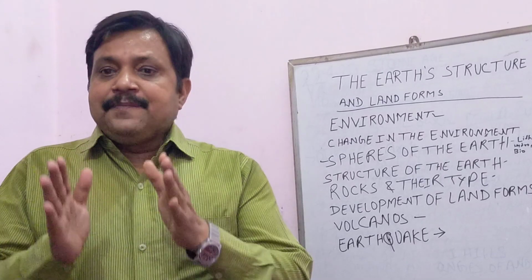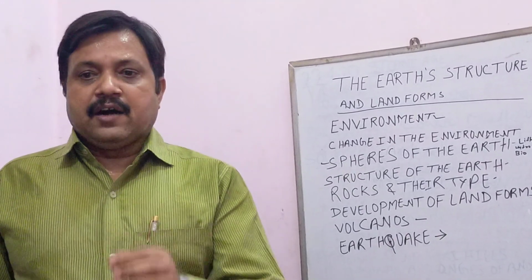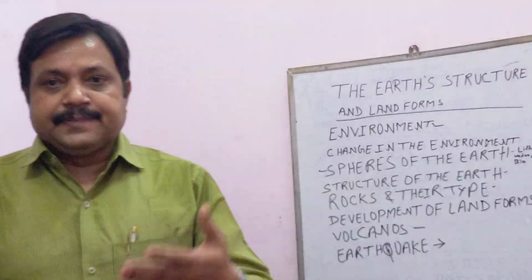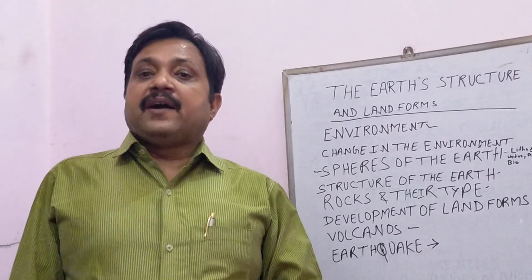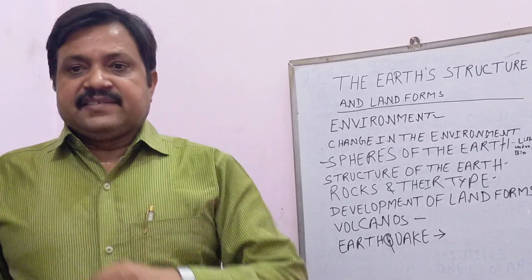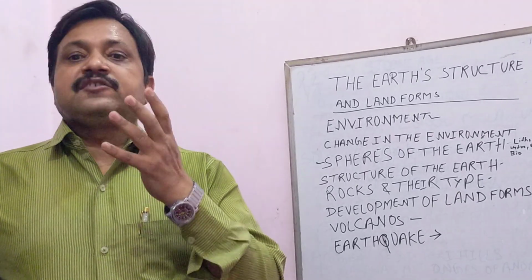So they are classified into three types: igneous rocks, sedimentary rocks and metamorphic rocks. Let's know about these three types of rocks one by one. First one is igneous rocks. The term igneous is derived from the Latin word ignis, which means fire.